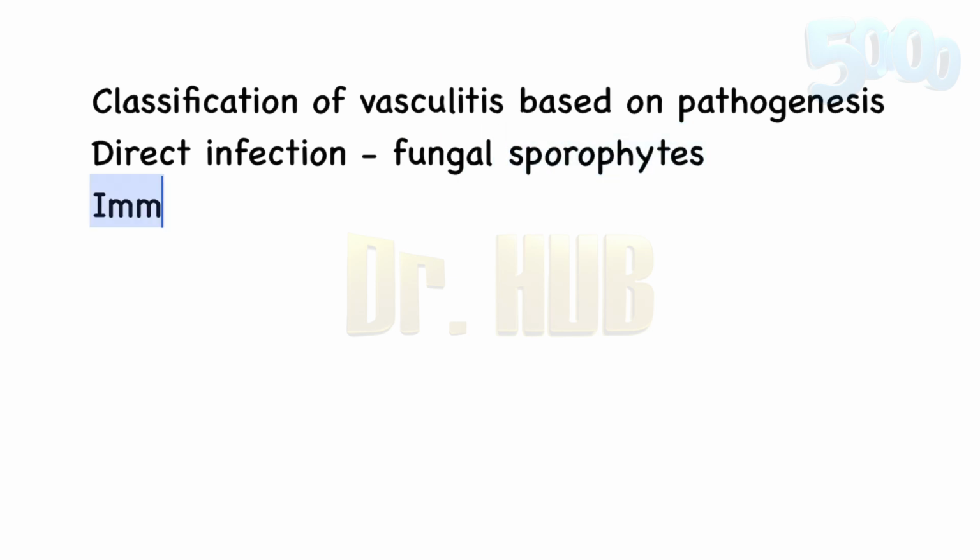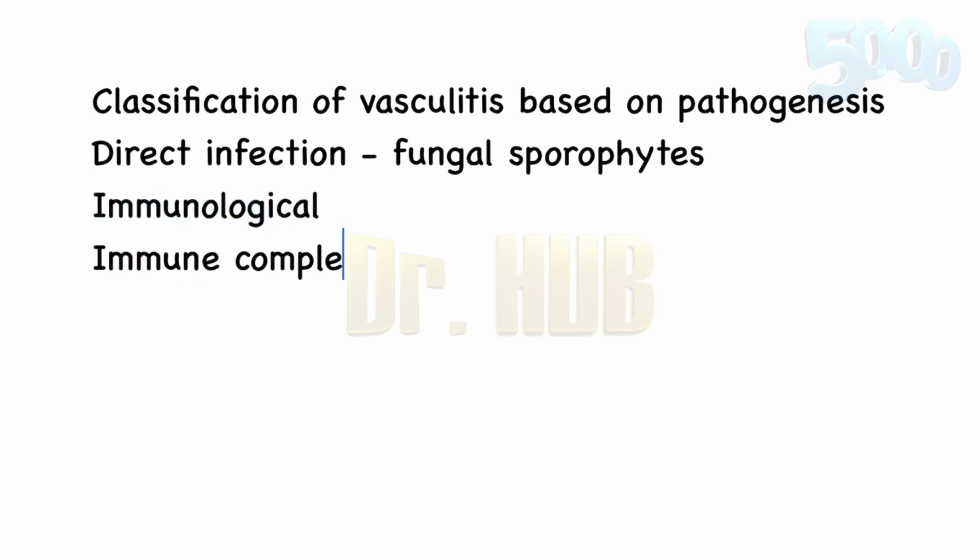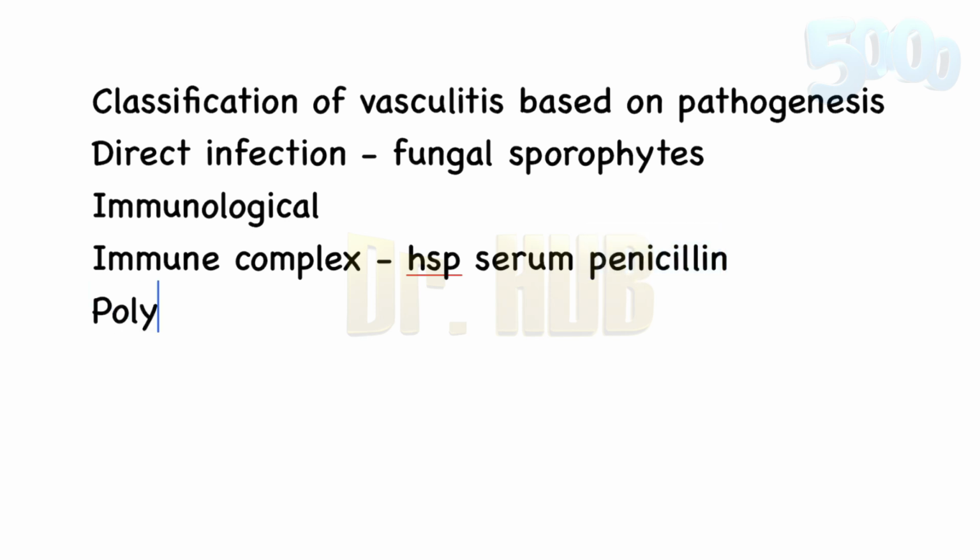And then we move on to the immunological. Immunological can be divided into the immune complex. The immune complex type can include HSP, that is Henoch-Schönlein purpura, systemic lupus erythematosus, rheumatoid arthritis, serum sickness, drugs such as penicillin, cryoglobulinemic vasculitis and polyarteritis nodosa.